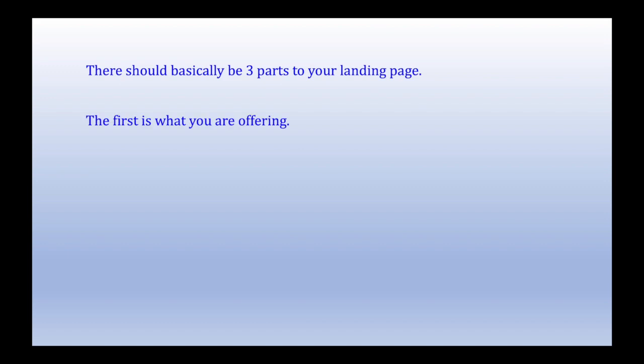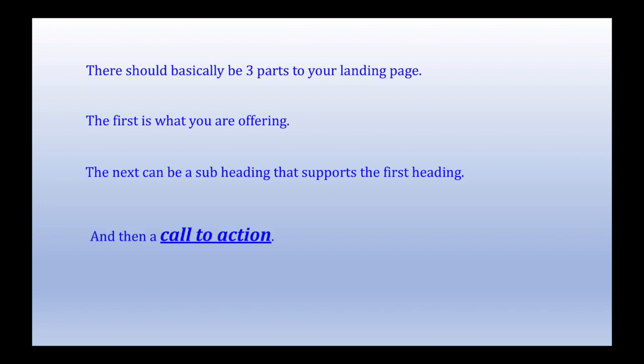The first is what you're offering, so it's going to be a headline. The next is a subheading that supports the first heading. I'll show examples very soon, but I'm just telling you what's here. So you're going to have your headline, you're going to have a subheadline, and then you're going to have a call to action. That's usually enter email here or something like that. If you want to add more, then that's fine. But again, don't overcomplicate it. Don't get crazy and add a whole bunch of stuff.